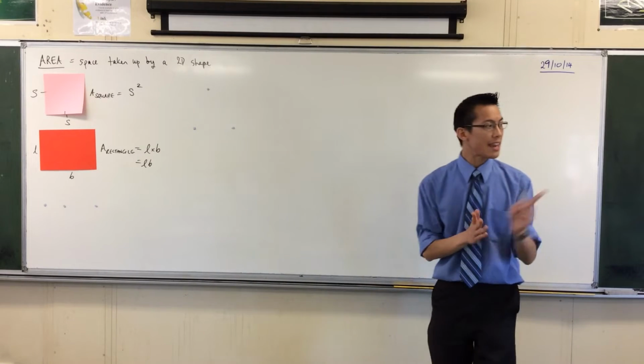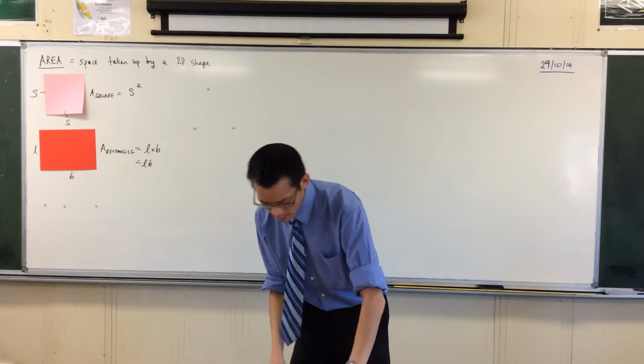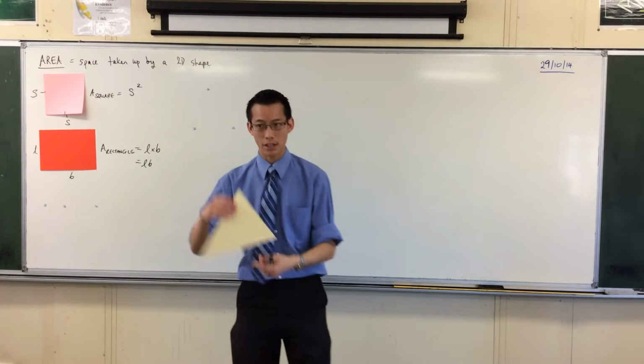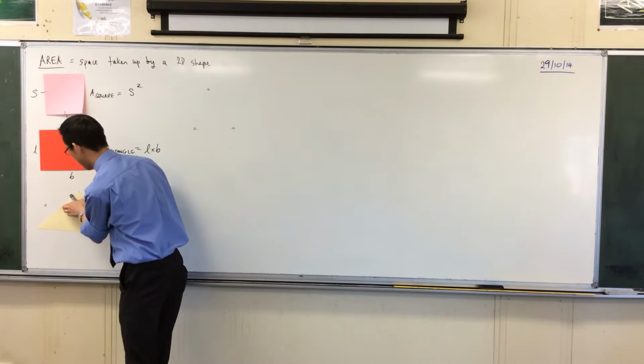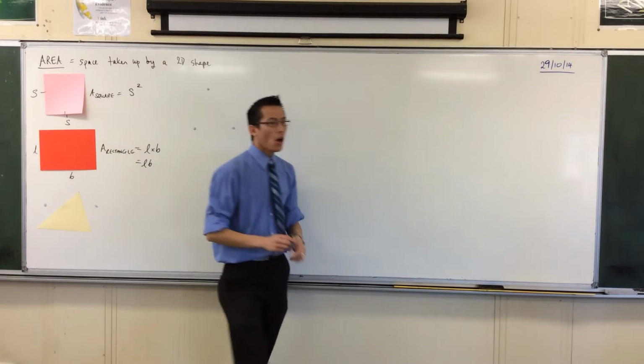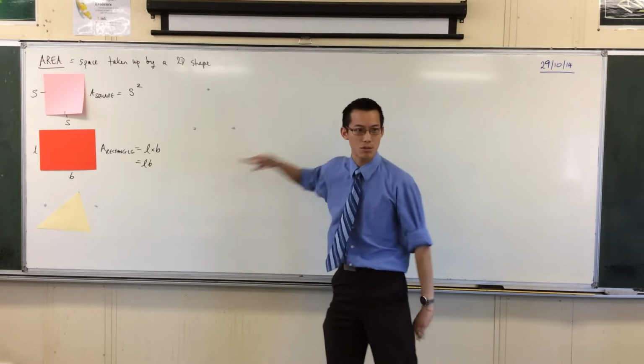Cool. Now we get onto the triangle. Okay, so here's a triangle that I've got here. Now I'm going to put this here, but we then encounter a problem. Okay, because how do we go from the square to the rectangle?